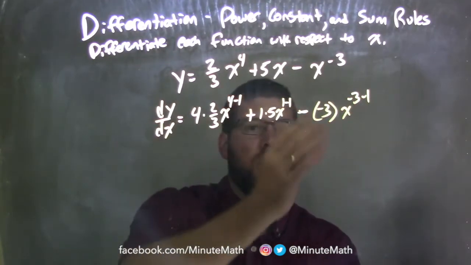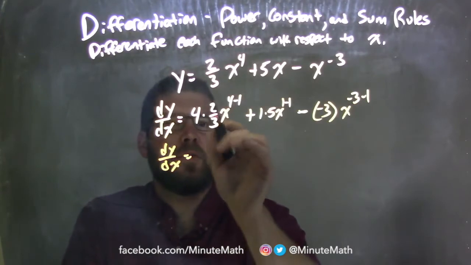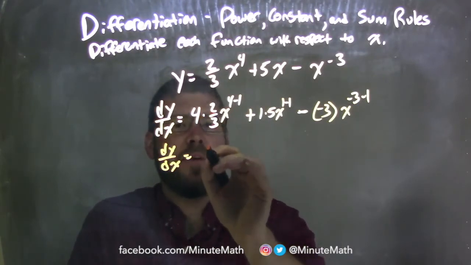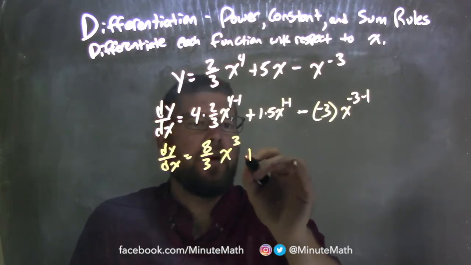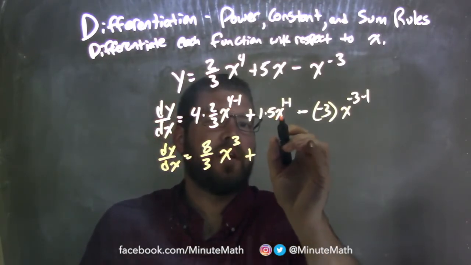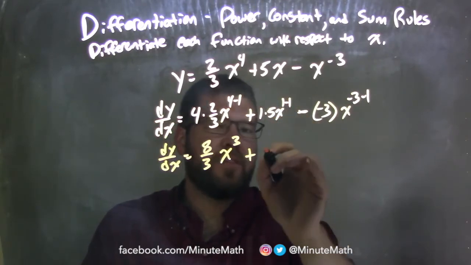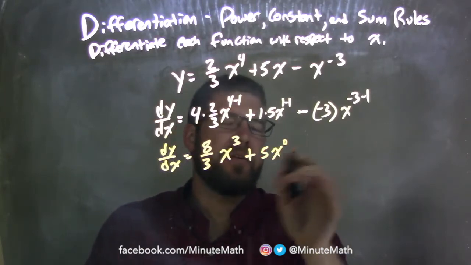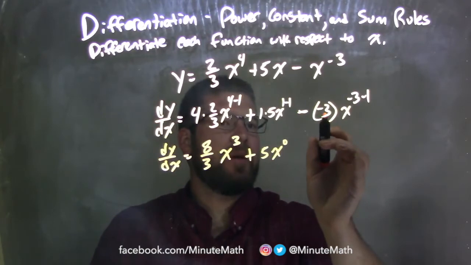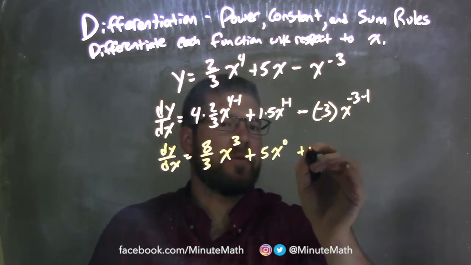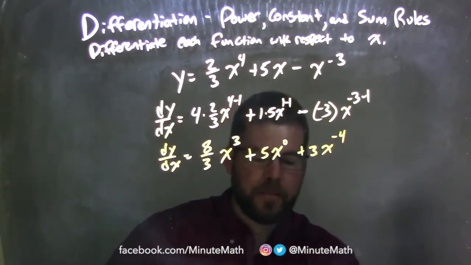So now let's simplify all this. We're going to simplify each part. So derivative dy dx is equal to, well, 4 times 2 is 8, so we have 8/3 x to the 4 minus 1 power, which is 3, plus, well, x to the 1 minus 1 power is 0, so we have 5x to the 0th power, in a sense, and you eventually won't be writing that. Now we have a minus a negative 3, well, minus a negative is plus a positive, so we have plus 3x, negative 3rd power minus 1 is a negative 4th power. Okay?